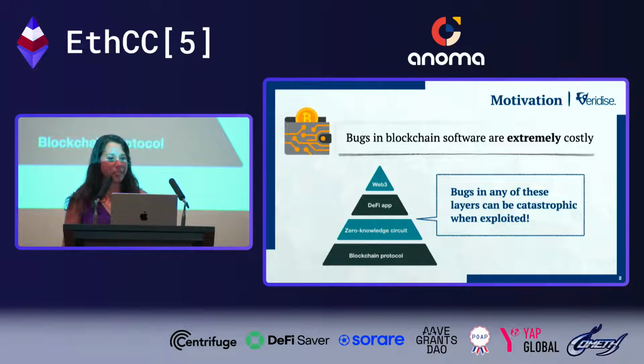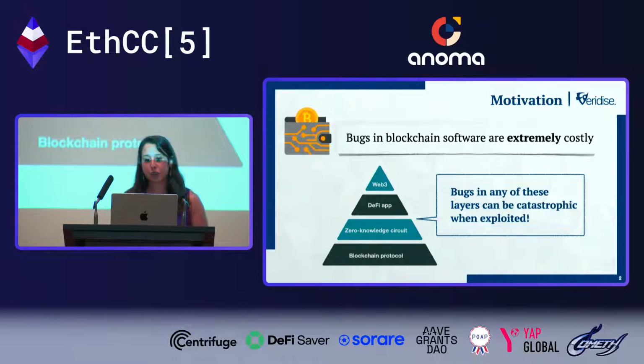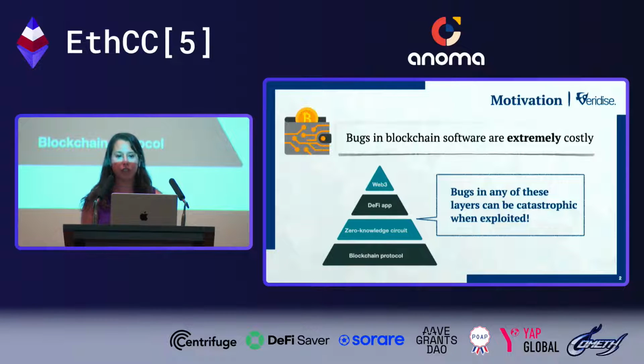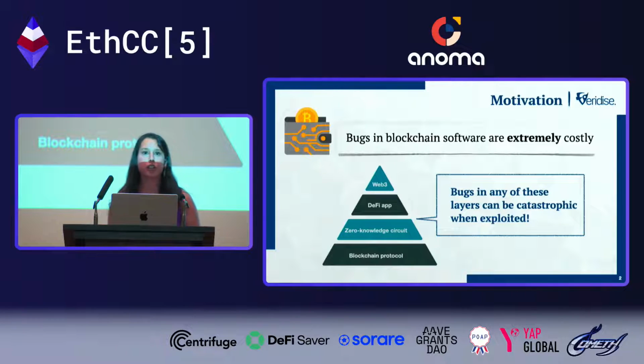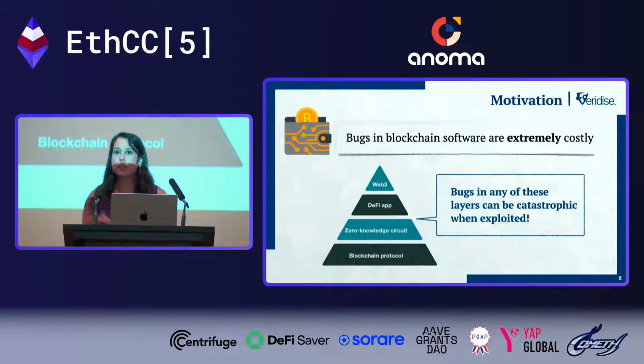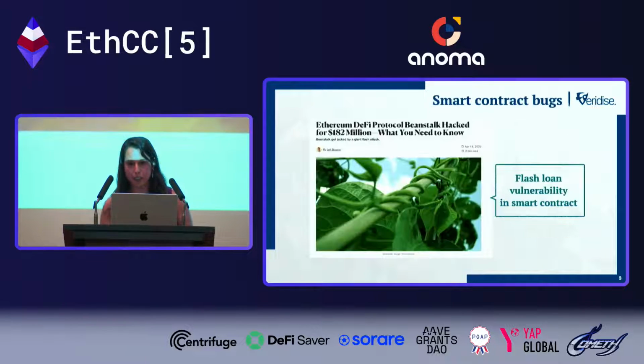So first of all, let me start by stating the obvious, which is that bugs in blockchain software, as we all know, tend to be extremely costly, right? And when I talk about blockchain software, of course, this includes DeFi applications and smart contracts and Web3 applications, but it also includes the underlying blockchain implementation, for example, consensus protocols, as well as zero-knowledge proof circuits. And if you have a logical bug or a security vulnerability in any of those layers, they can have catastrophic consequences if and when they're exploited. So let me give you a few examples to illustrate the impact of these bugs.